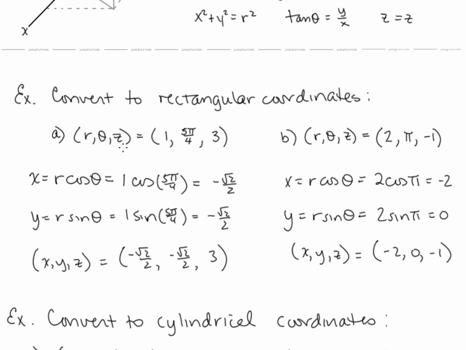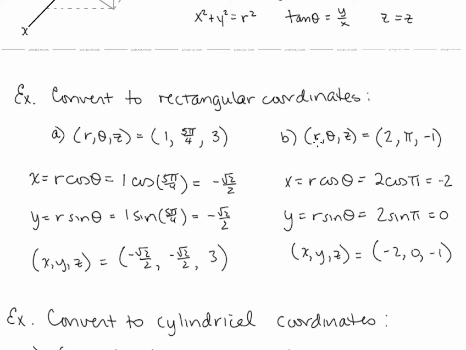Here we're given r, theta, z to be 1, 5 pi over 4, 3, and we're looking for x, y, and z. So of course the z stays the same, and we want to find the x and y coordinates to go with these r and theta values. Well, we know that x is equal to r cosine theta, and y is equal to r sine theta. So 1 cosine 5 pi over 4 is equal to negative radical 2 over 2, and that's x. 1 sine of 5 pi over 4 is also equal to negative radical 2 over 2, and that's y. And so now we have the corresponding rectangular coordinates for the same point.